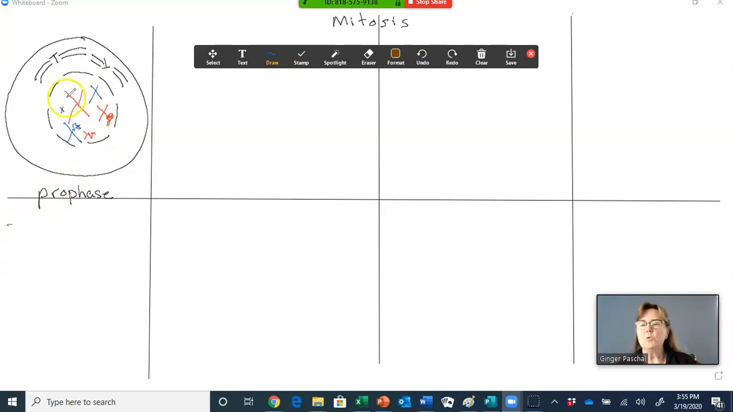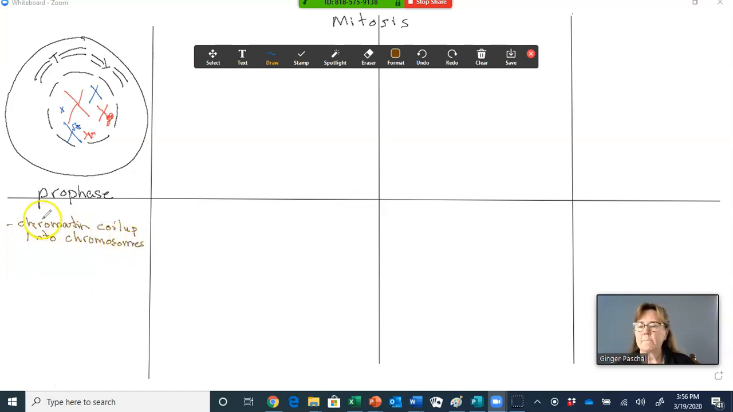So the most important event in prophase is that chromatin coils up into chromosomes. That's an H. So that's one thing that's happening. So chromatin coils up into chromosomes.